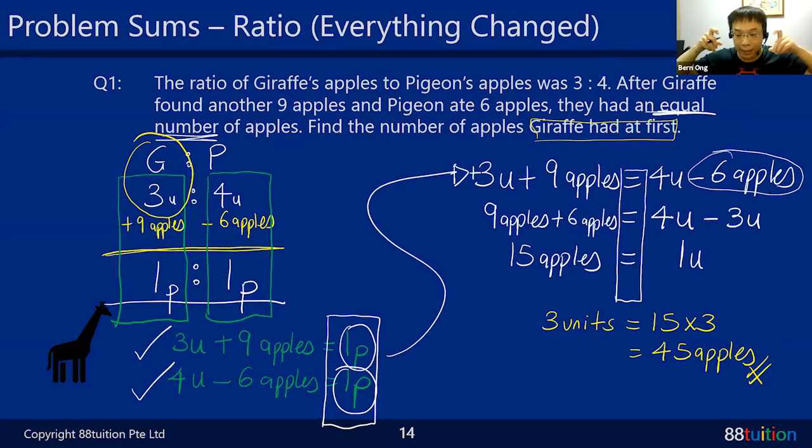All right, as I say, if I go too fast, can you please take a picture? Just make sure your handphone is at the side. So if you quickly snap a picture, then you'll be able to copy down later. Okay, so 3 units is 45 apples. Okay, thank you.